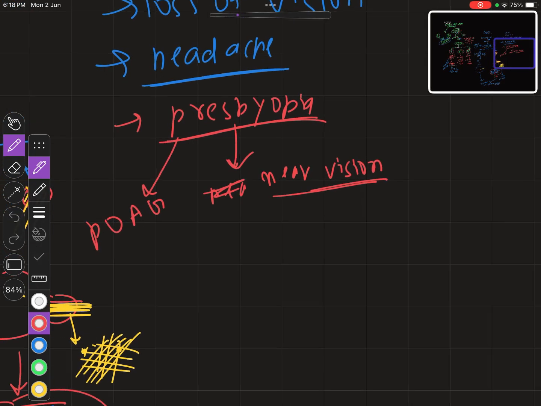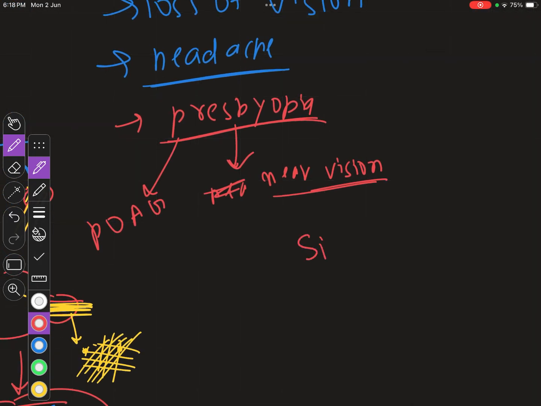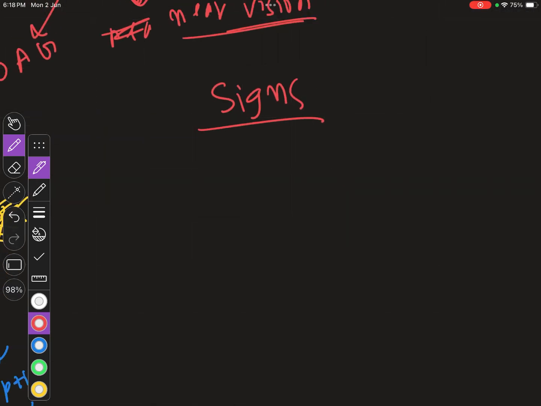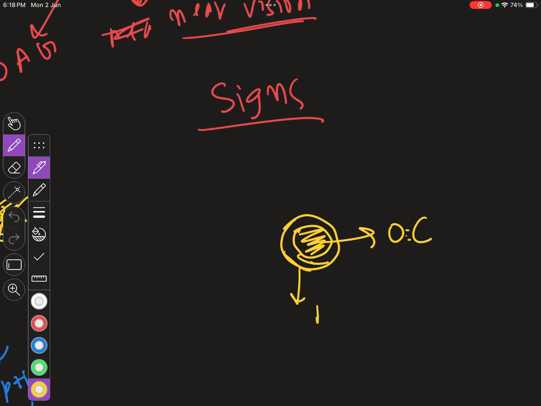So these are the clinical features. And if I talk about the signs you see when we do fundoscopy in such patients, then for example, this is the optic disc and here is the optic cup. There are two parts in the optic disc. First you have to understand the normal. So if this is the optic disc, I write this as optic cup. Then this outside here is the neuroretinal rim.